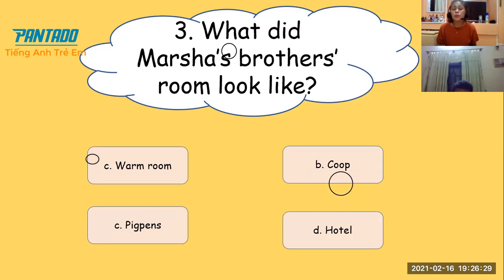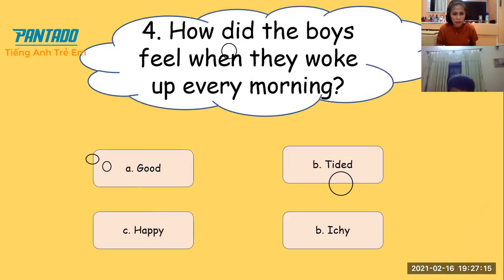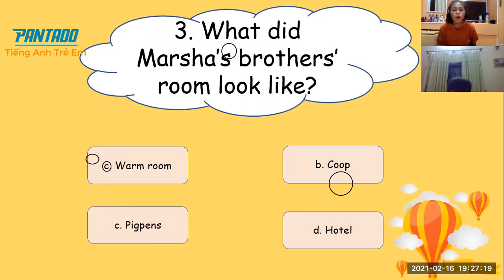What did Marcia's brothers' room look like? Warm room? Coop? Pigpen? It's a warm room? Okay, the answer is pigpen. The room of the brothers looks like a pigpen. Do you understand pigpen? It's the pigpen. Okay, now look here.